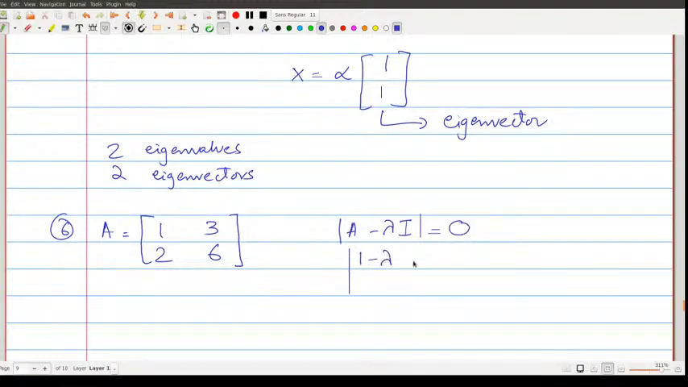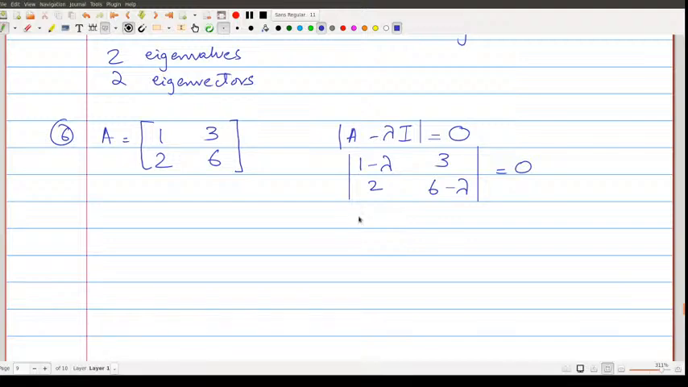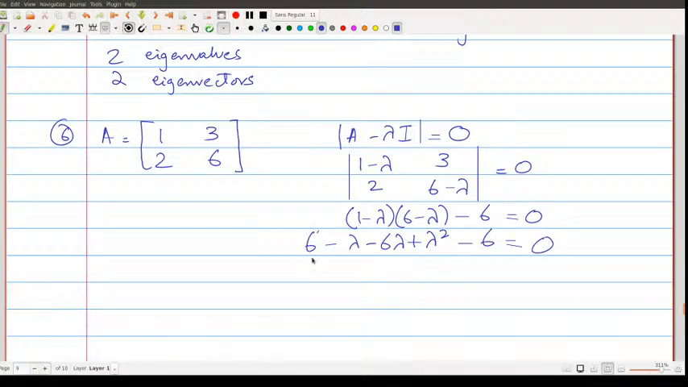So it's going to be (1 minus lambda), 3, 2, (6 minus lambda) equals 0. Okay, so what's the equation? The equation is (1 minus lambda)(6 minus lambda) minus 3 times 2 equals 0. Let's try to expand the left hand side, which is 6 minus... hopefully I don't make any mistakes... plus lambda squared minus 6 equals 0. So these two cancel out and I get lambda squared minus 7 lambda.